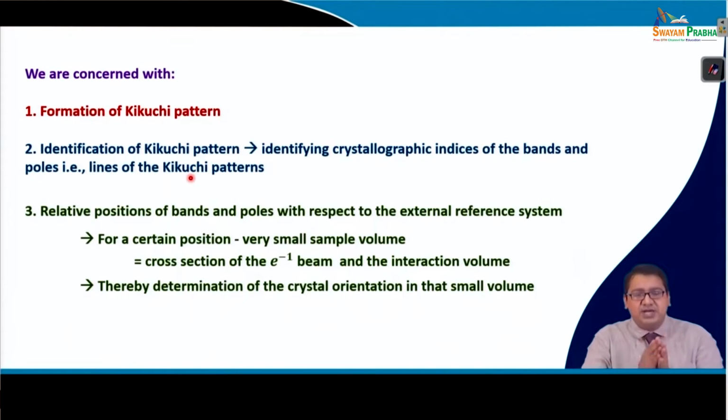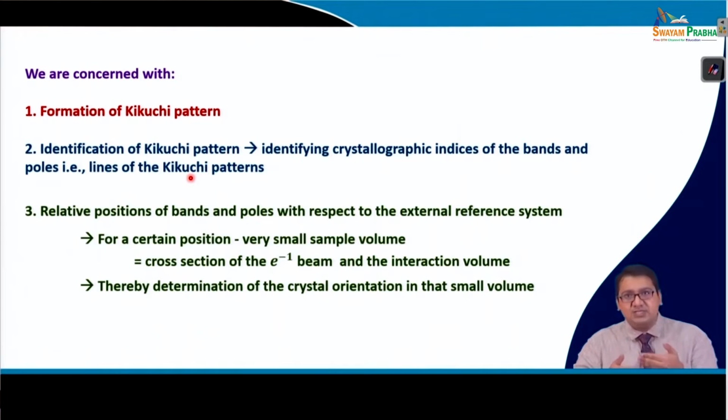So, we need to identify the crystallographic indices pertaining to the Kikuchi bands and the angle between the bands in form of zone axis, right. So, we need to understand the crystallographic indices of the bands and the poles and lines of the Kikuchi pattern, its relationship with the sample reference system.